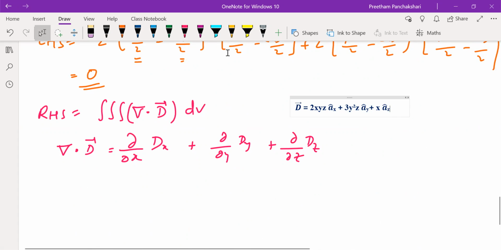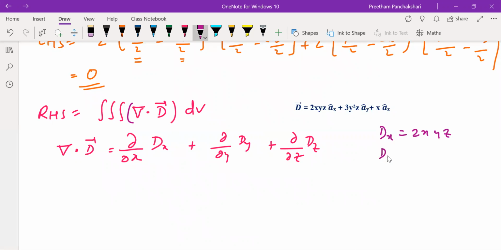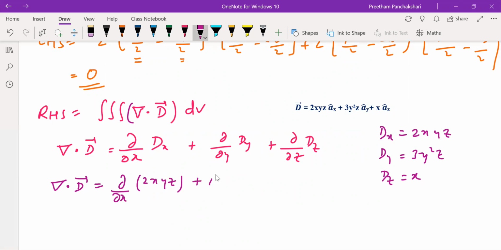Now check here. What is Dx? Dx is the x component, that is 2xyz. Dy is the y component, that is 3y square z. And Dz is the z component, which is x. So the divergence of D is equal to dou by dou x of the x component 2xyz, plus dou by dou y of the y component 3y square z, plus dou by dou z of the z component x.